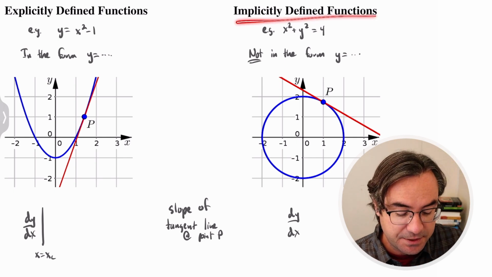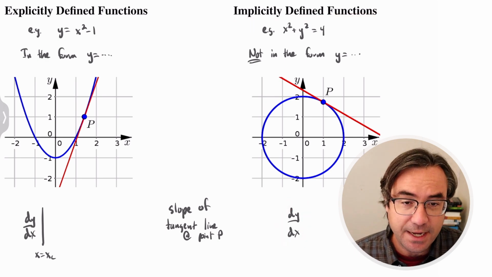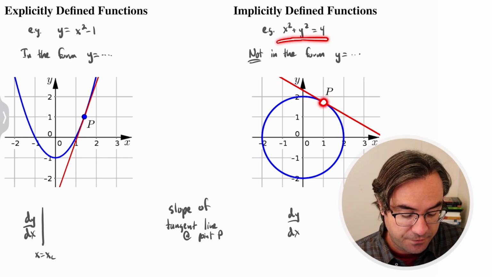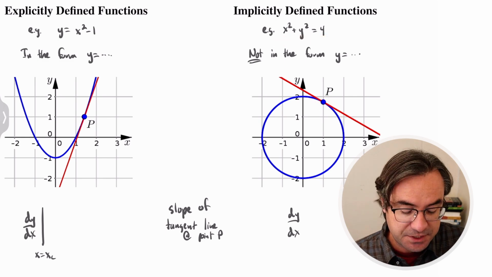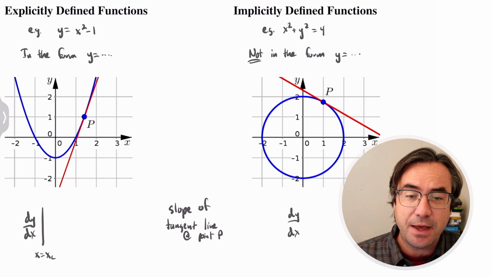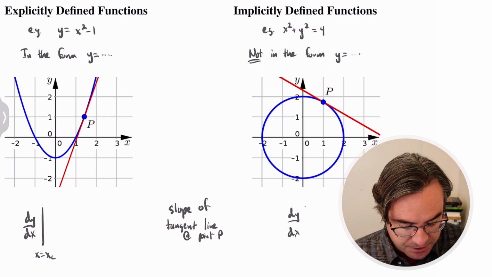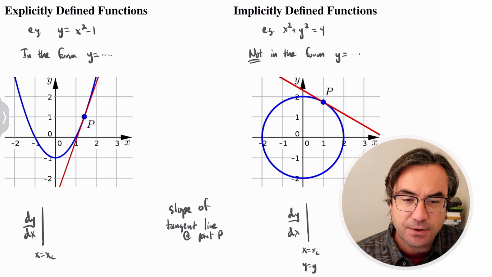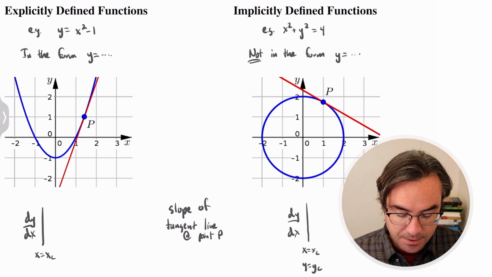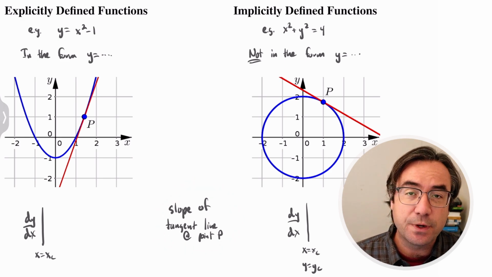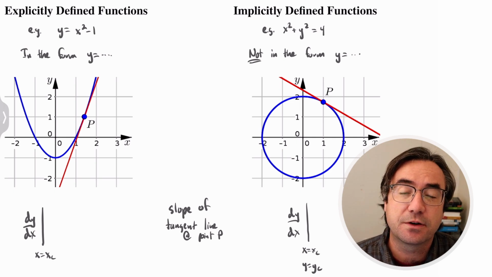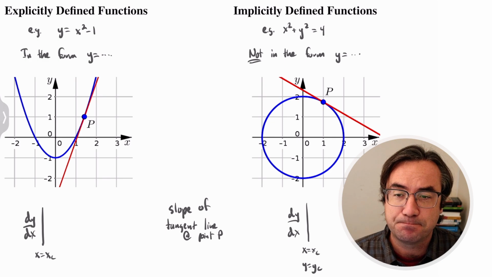Now, for the case of an implicitly defined function, the derivative dy dx is still going to give us, if we graph the curve and pick a point on it, the slope of the tangent line at that point. The one exception is we're going to have to evaluate this at our x-coordinate, but sometimes we might also have to evaluate it at our y-coordinate as well. But in either case, the derivative dy dx is still giving us the slope of our curve, the slope of our tangent line at point P.